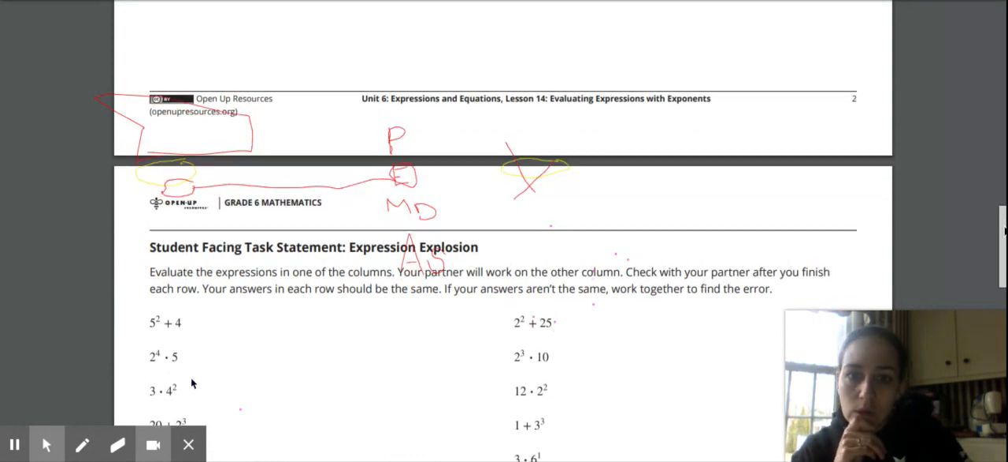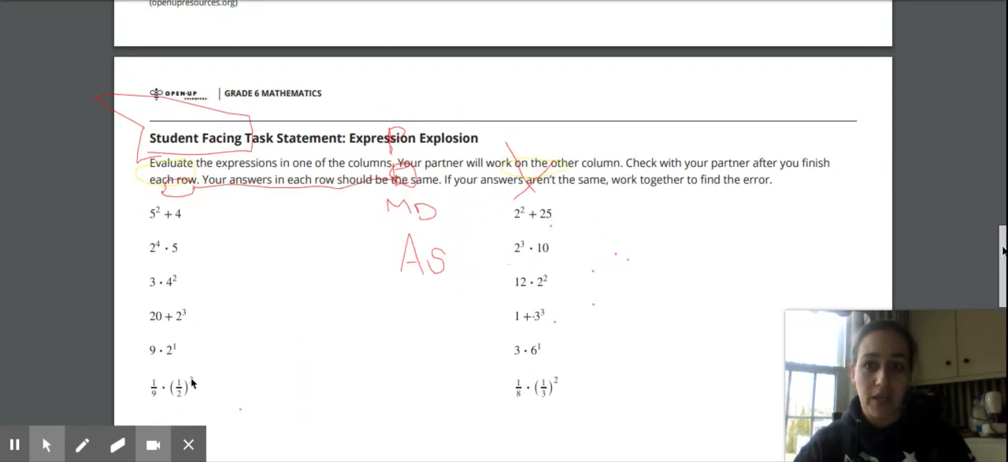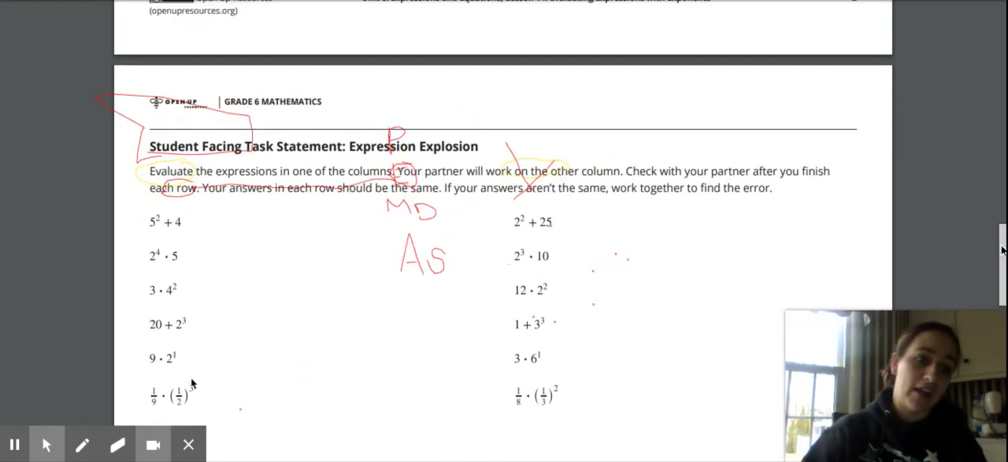All right, so we've got some expressions. Evaluate the expressions in one of the columns. Your partner, maybe your dad, could do the other one, and check with your partner when you've finished. Or you could be RV number 1 and RV number 2, and you could check with yourself.